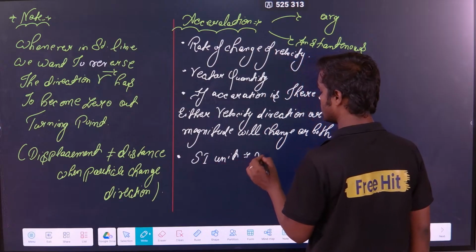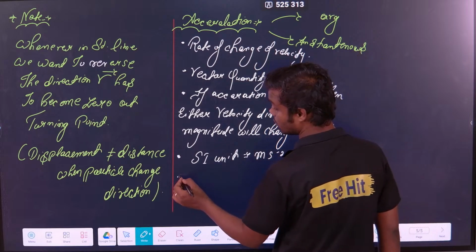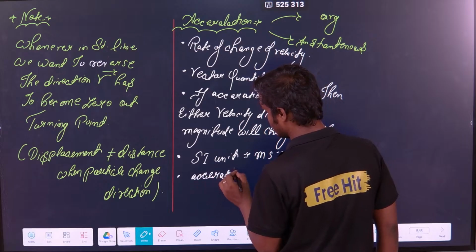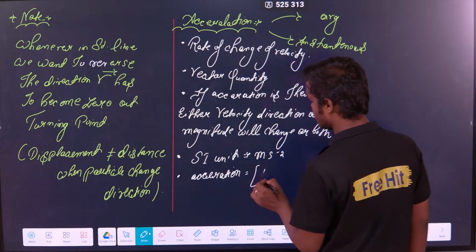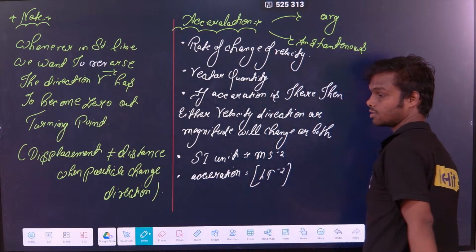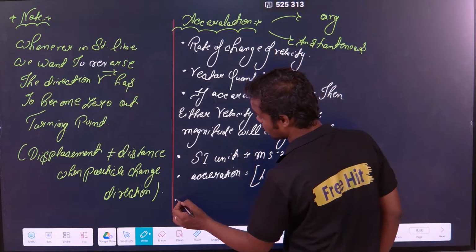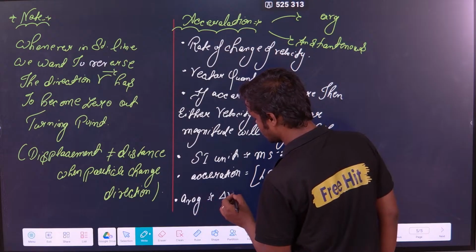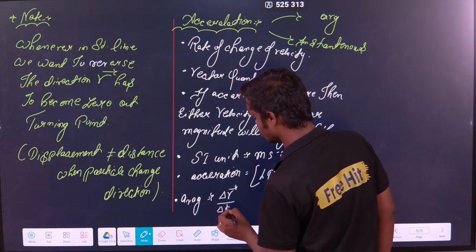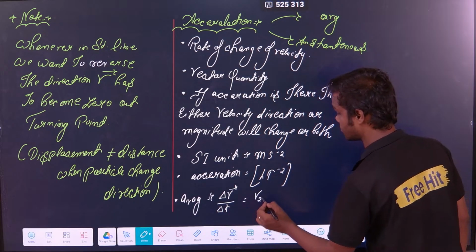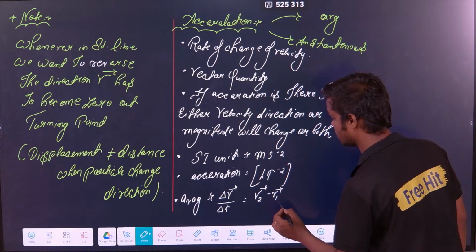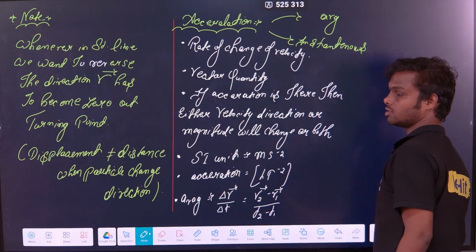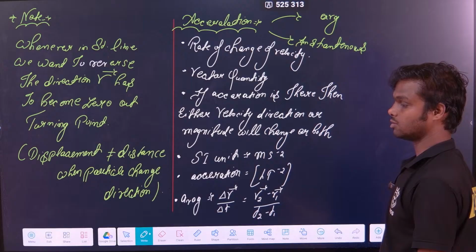Third important point, what is the SI unit? SI unit is simple, meter per second squared, or m/s^2. If you ask me about the dimension of acceleration, it is defined as LT^-2. Correct? Similarly, average acceleration is simply defined as change of velocity by time interval, or you can write it as (v2 minus v1) vector divided by (t2 minus t1).